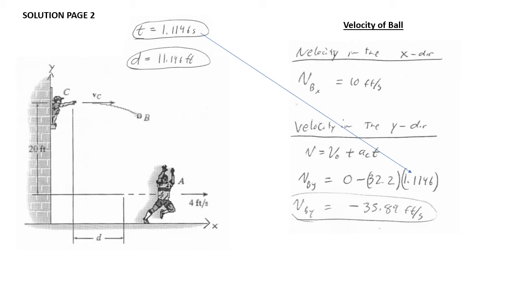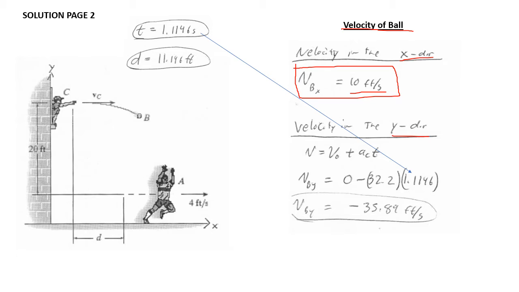So the other thing that they asked us to solve for was the velocity of the ball. If we want to calculate the velocity of the ball, again, I'm going to break this down in terms of our x direction and y direction separately. So let's just take a look at our x direction. The velocity of the ball in the x direction, given to us in the problem statement, is v sub b, launched right here in the x direction at 10 feet per second.